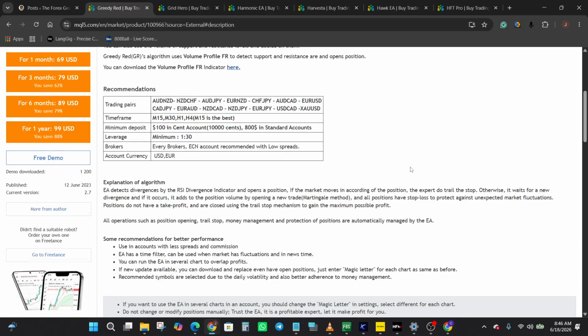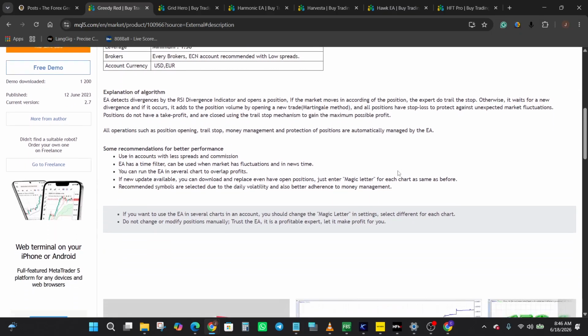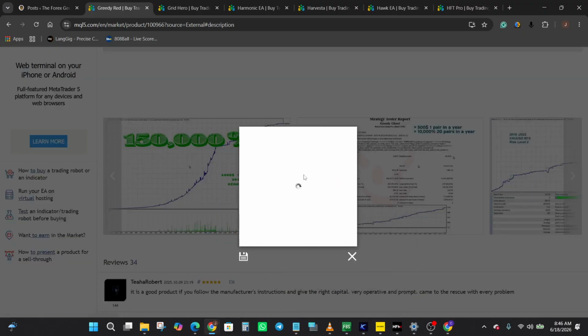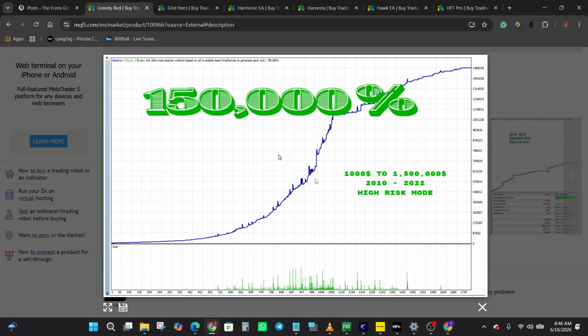Now let us move over to the historical testing section. When reviewing any backtest, it is important to remember that we are looking at historical analysis rather than future performance. Historical testing can provide useful insight into how a strategy reacted to past market conditions, but results can vary significantly in live trading. All right, so let us start by looking at the provided report here on the marketplace page.